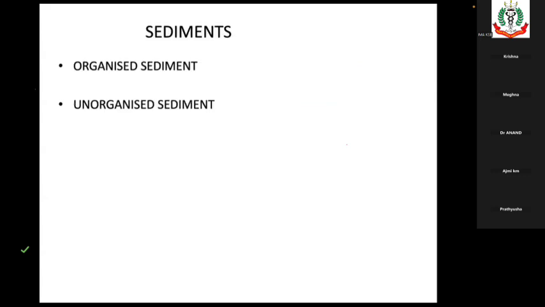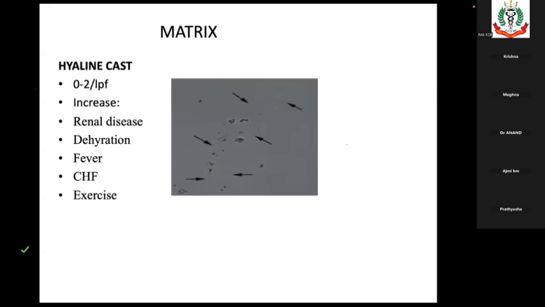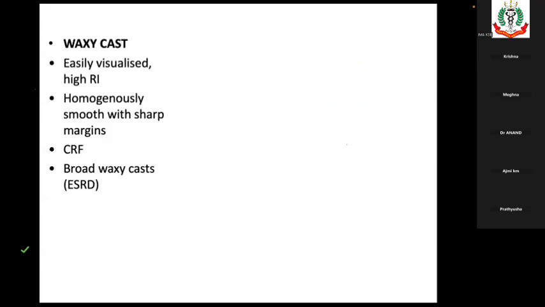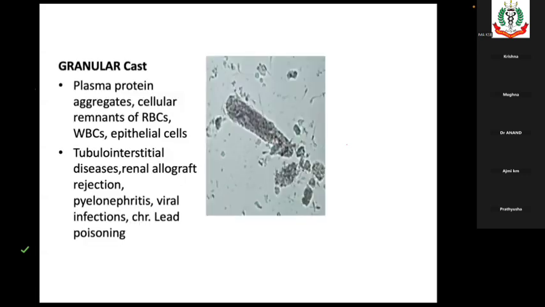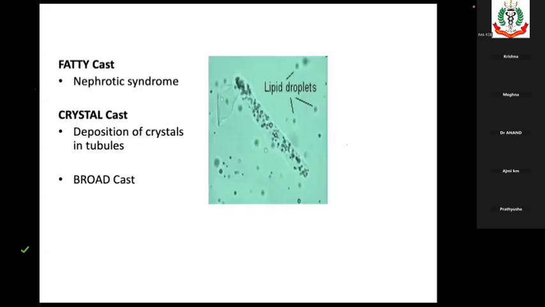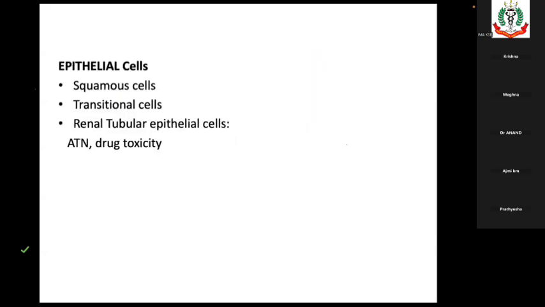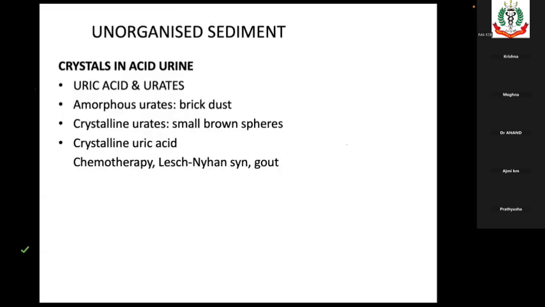So you have to learn your notes very well. You have to learn to draw all these casts, the cells, then granular casts. These are all asked for your MCQs. What are granular casts? What are the urinary sediments seen in a case of nephrotic syndrome? So that's how we ask questions. Fatty casts, cells, epithelial cells. Unorganized sediments are the crystals. The casts are the organized ones.